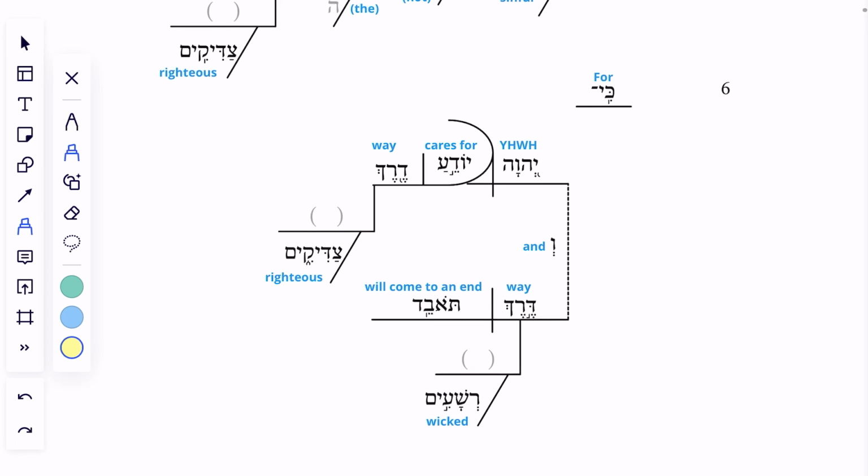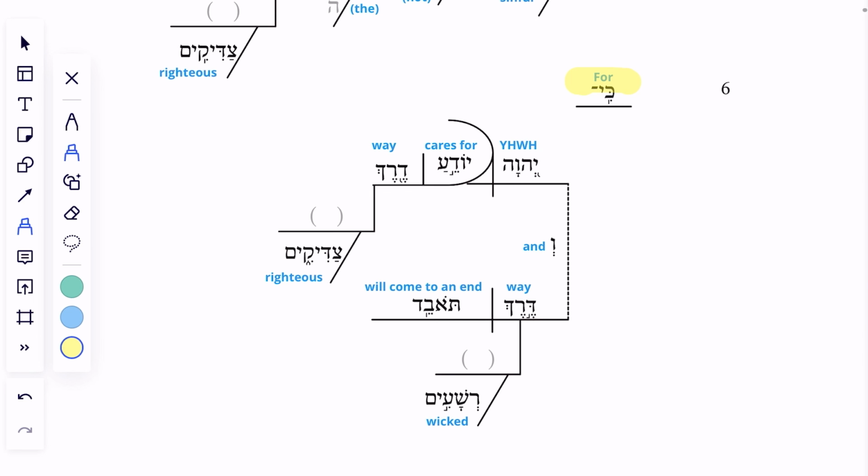Verse 6. The grammatical diagram analyzes the "for" here as a discourse particle and not as a subordinating conjunction, which is its more common use. That is, it's not saying that the wicked will not stand in judgment for or because the Lord cares for the way of the righteous. Rather, it's saying that all of verses 1 through 5, or some portion of it, is true for or because the Lord does what he does.